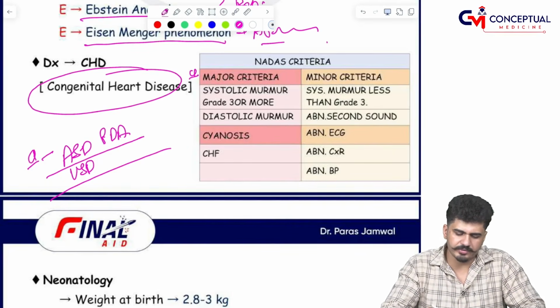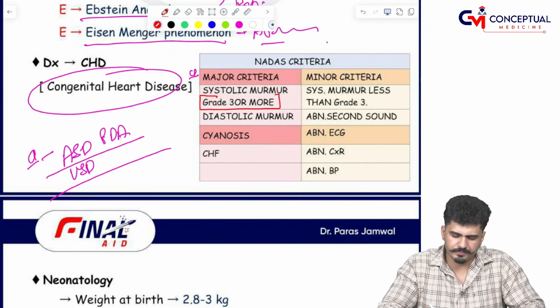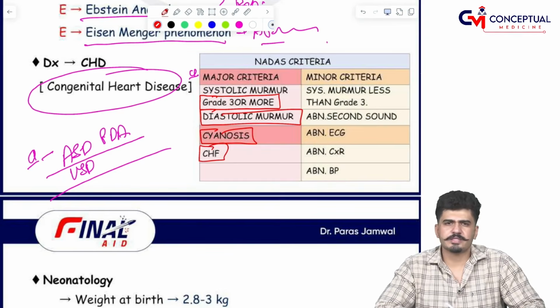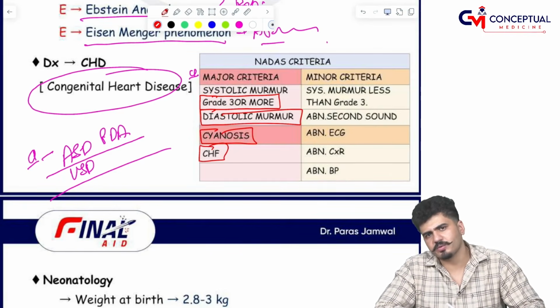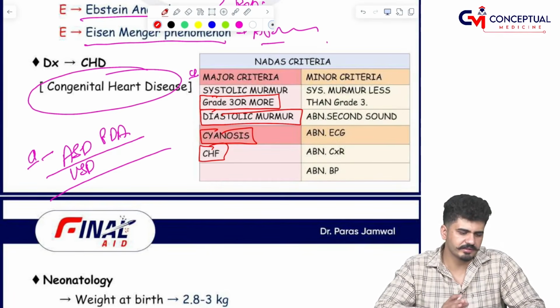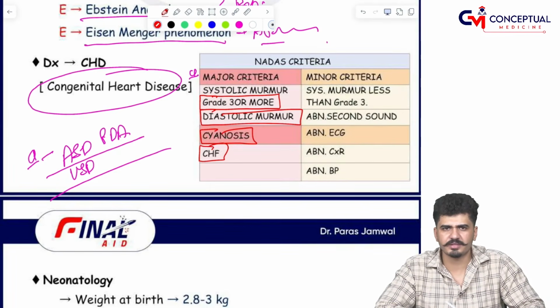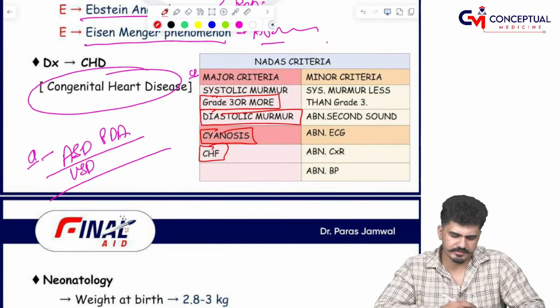This is again an exam question, that is why it is very important to teach you. Sir, what does NADA say? NADA major criteria says there is a systolic murmur grade 3 or more, plus diastolic murmur, plus cyanosis and congestive heart failure. Systolic murmur grade 3 से ऊपर, diastolic murmur, then there is going to be cyanosis along with the congestive heart failure. This is NADA's major criteria to diagnose congestive heart failure, congenital heart disease.